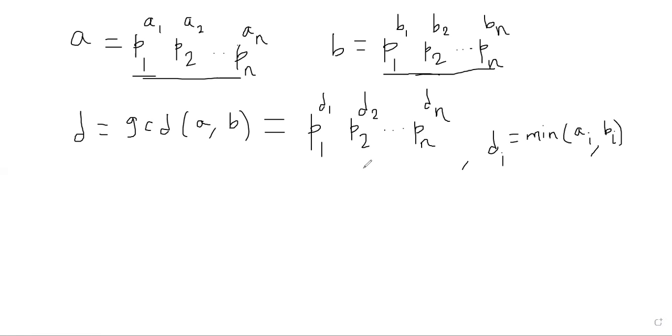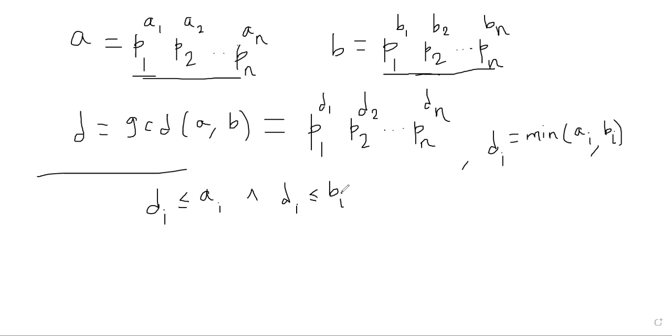So we can easily prove that. Let me start the proof now. Let's say d is equal to p1 power d1, p2 power d2, pn power dn, and di is equal to the minimum of ai and bi. What is the definition of minimum? The definition of minimum says di must be less than or equal to ai, and di is also less than or equal to bi. That is the definition of minimum.